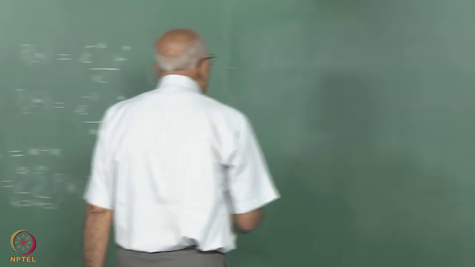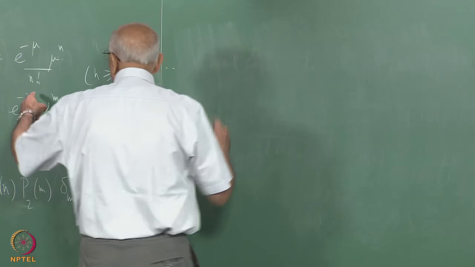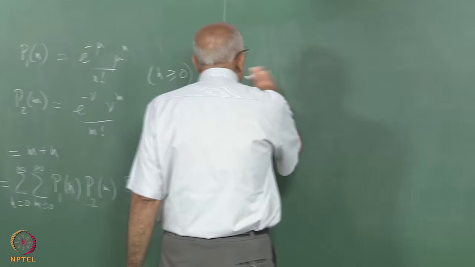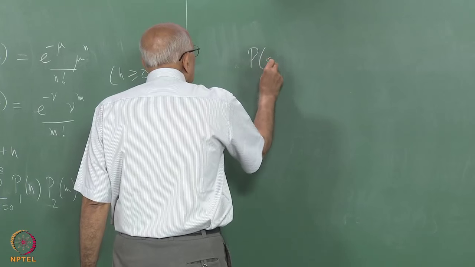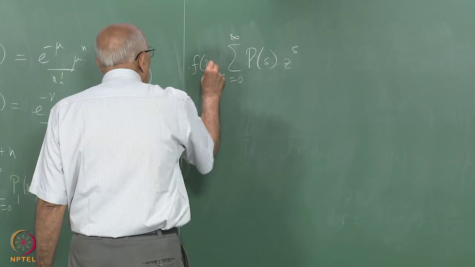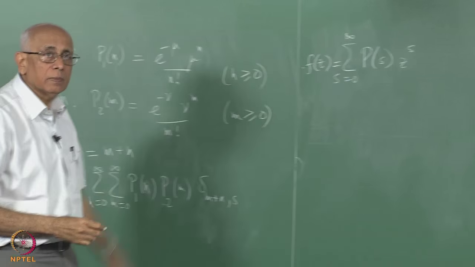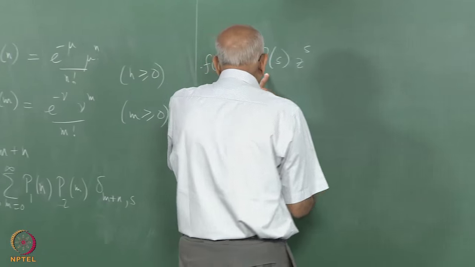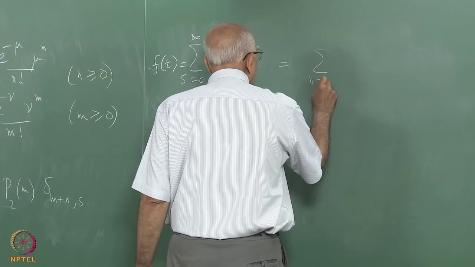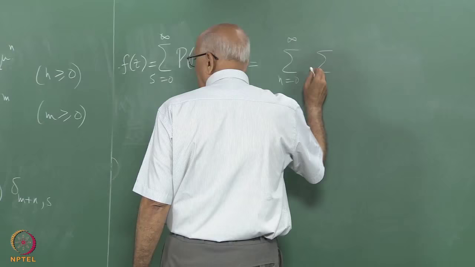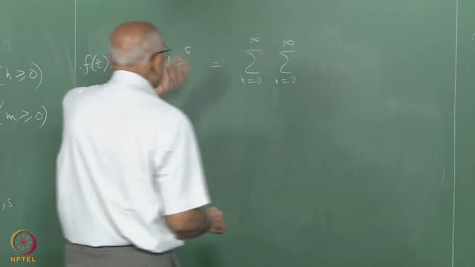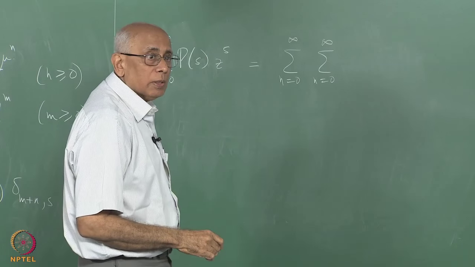You could say, all right, let's suppose f of z, let's call the generating functions for this and this f1 and f2 of z, and then we could do the following. We could say, what is the generating function of the sum that's equal to this by definition, z to the power s, but this p of s, I put this in here, and you can see that this is equal to a summation over n equal to 0 to infinity, summation m equal to 0 to infinity, and then I plug this in, I multiply both sides by z to the power s and sum over all possible values of s.